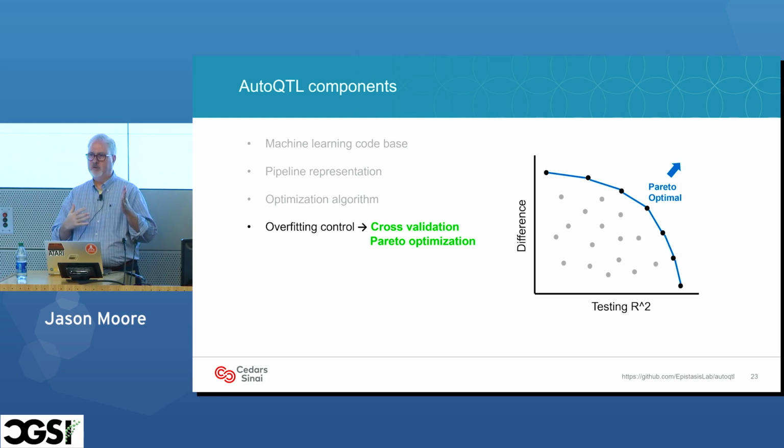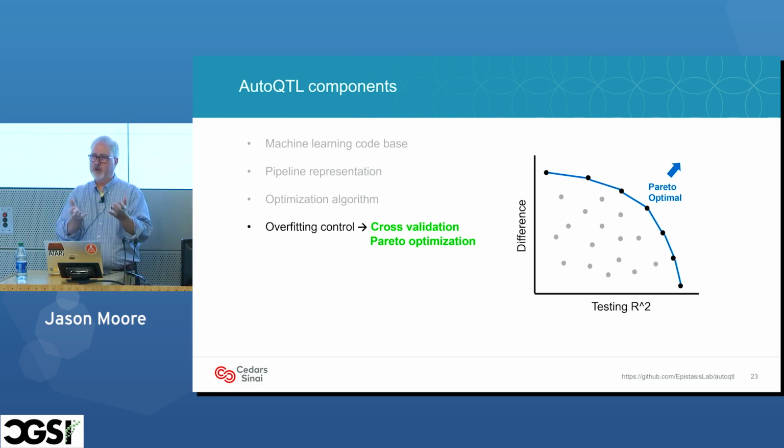So the pipelines are being evaluated based on multiple criteria. And here we're measuring the variation explained by a particular machine learning model by R squared. And we have training and testing data. So we split the data into two different pieces. And so on the x-axis here, we're evaluating the predictive ability of the model. How good of a job is it doing at predicting values in data it hasn't seen yet? And then on the y-axis, we're looking at a function of the difference between the training and the testing R squared. And that's important because that's a measure of overfitting.